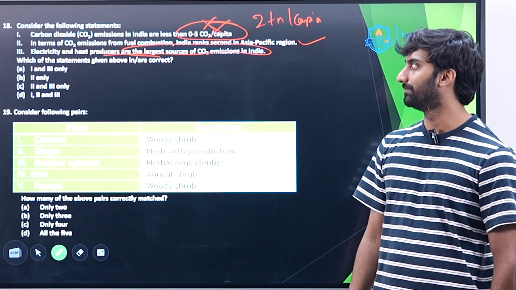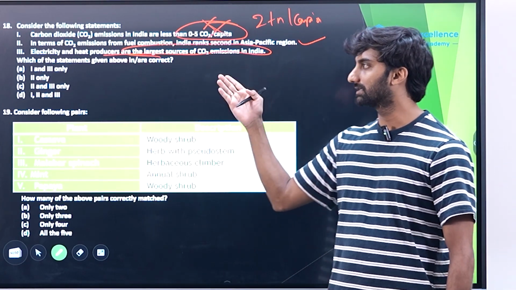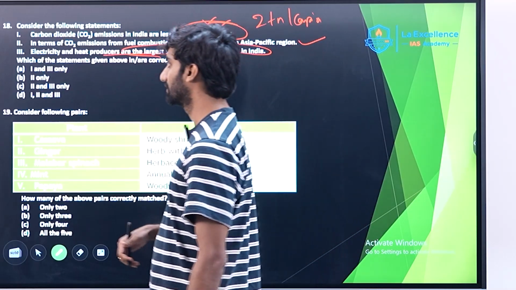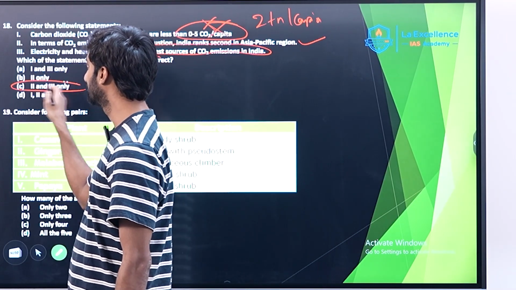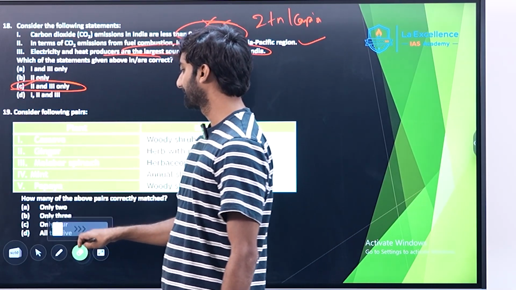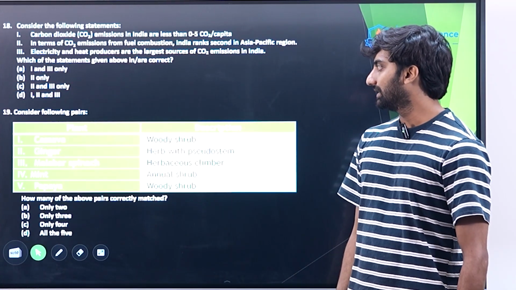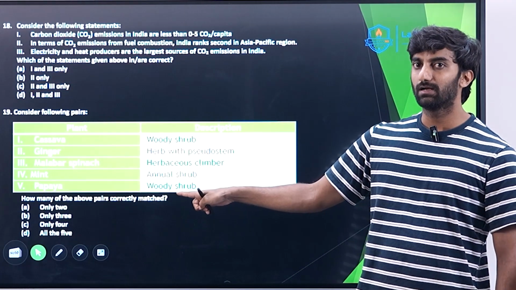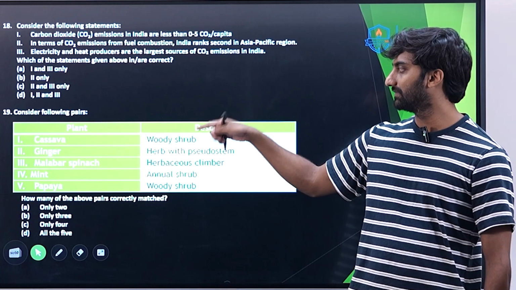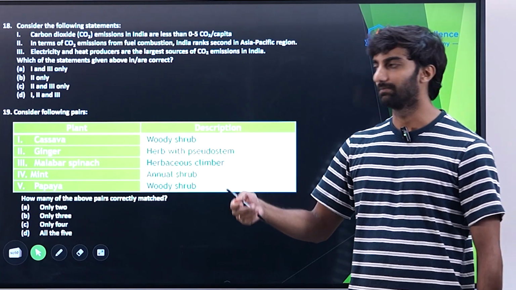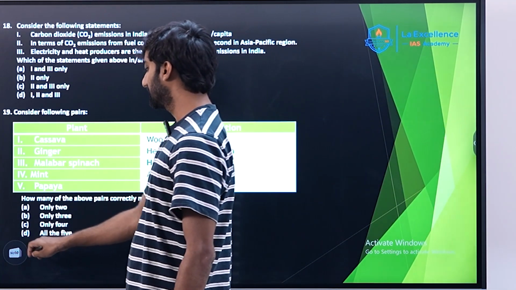This is also true. So amongst all sources, electricity and heat producers are the largest producers. So 2 and 3, C. And question 19. So this is relatively factual data. We should know which is herb, which is shrub, which contains wood, which contains green stems. Among these facts, first, second, third are true.